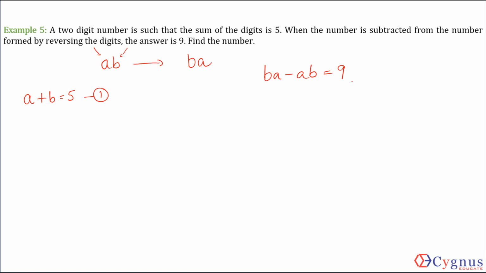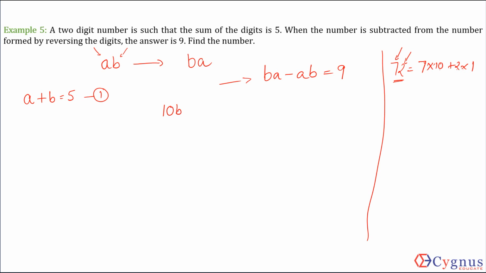Now, we cannot solve this equation because BA and AB, we don't know their values. But if you remember, if there is a number like 72, it can be written as 7 into 10 plus 2 into 1. We'll try to write the number in terms of place value. 7 is at tens place, so I can write it as 7 into 10. 2 is at unit place. That's why I can write it as 2 into 1. So let's try to convert the equation in the similar way.